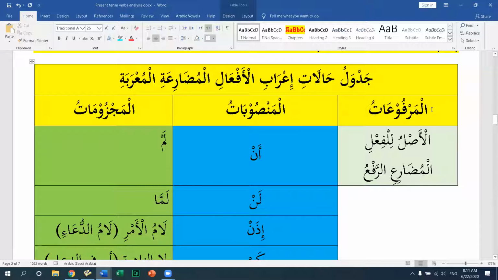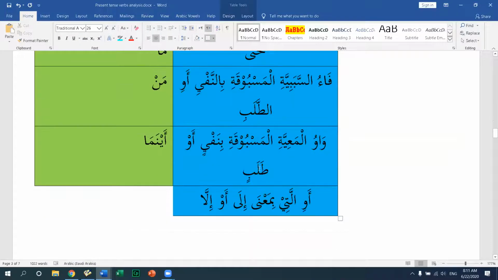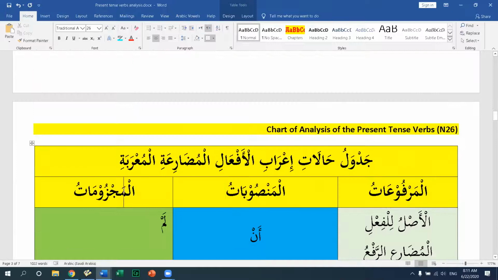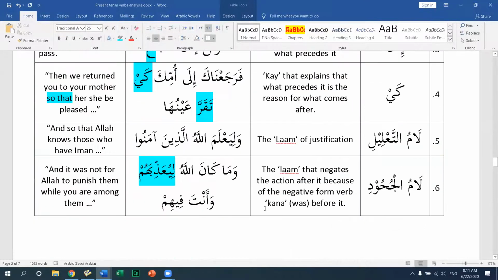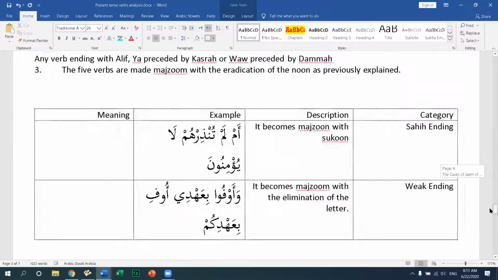The default state is that it's marfu'. And it can become mansub or it can become majzoom. It becomes mansub because of these 10 reasons, and we went through these 10 reasons. It becomes majzoom because of these 9 reasons, and we will go over those 9 reasons in the next lesson, inshallah. And this is all of that in the present tense verb.